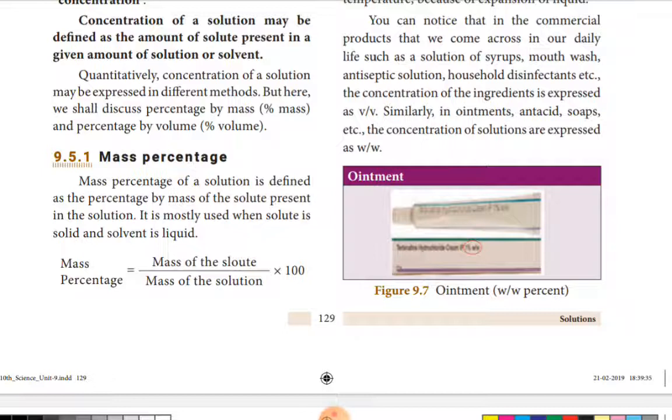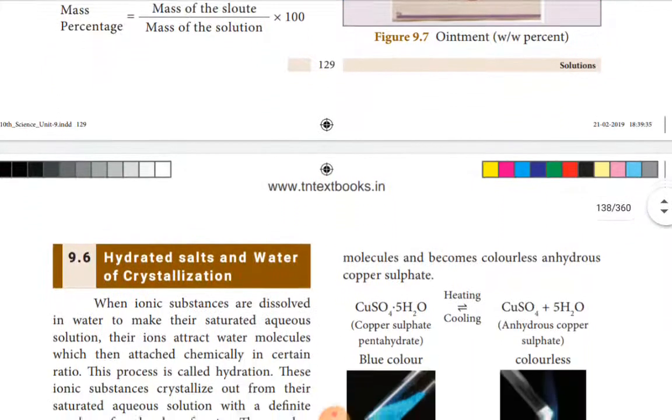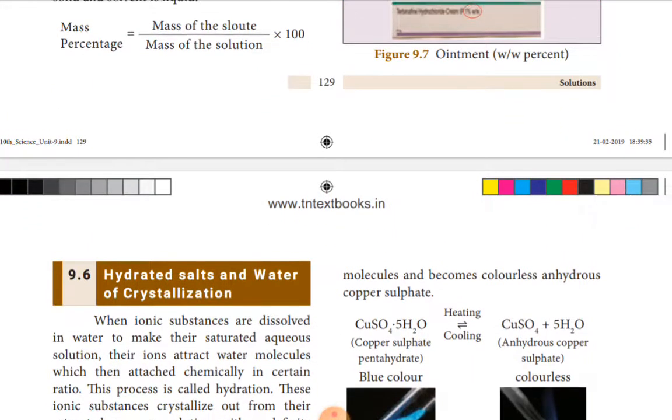So my dear boys, up to this you learn thoroughly. The next topic, hydrated salt and water of crystallization, we will discuss in the next session.